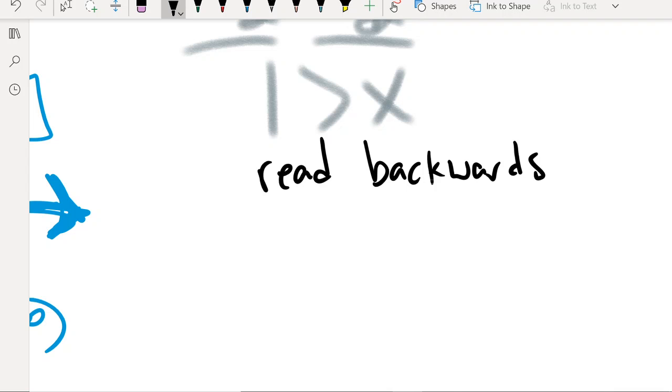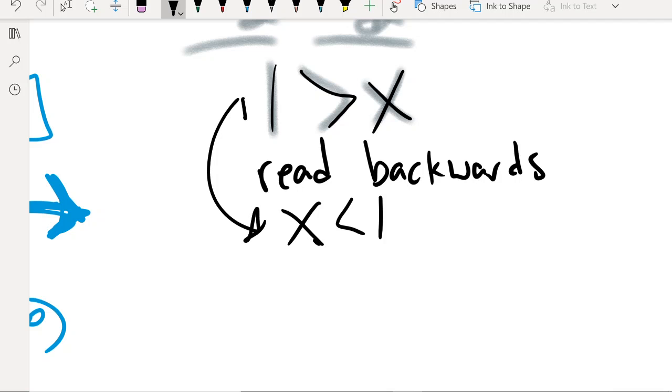That's cool. But that could be confusing. Read it backwards. If you read it backwards, x is less than 1. That's how you read it backwards. So if I switch it around, right, x is less than 1. These two are the same thing. So now I'm done, right?